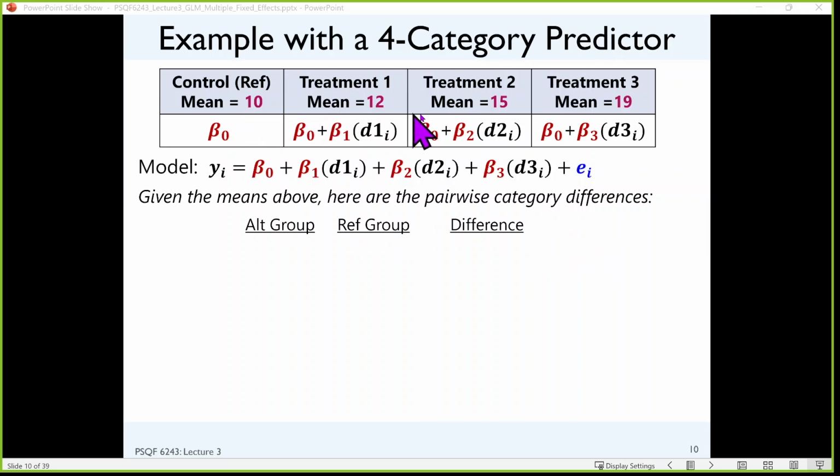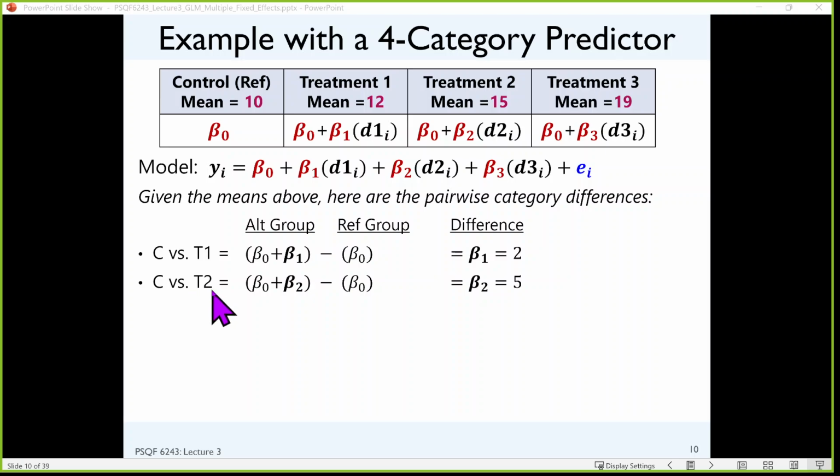So I'm throwing some numbers in here to help us keep track of things. Let's say that what happened is the control group is 10, the treatment 1 group's mean is 12, treatment 2's is 15, treatment 3's is 19. Here's how the model tells us, via the fixed effects, intercepts and 3 slopes, how those means came about. So first, control versus treatment 1. The alternative group is treatment 1, the reference group is control. Beta 1 is directly going to give me the difference between control and treatment as 2. And it's a positive 2 because the slope always tells us how the 1 group differs from the 0.